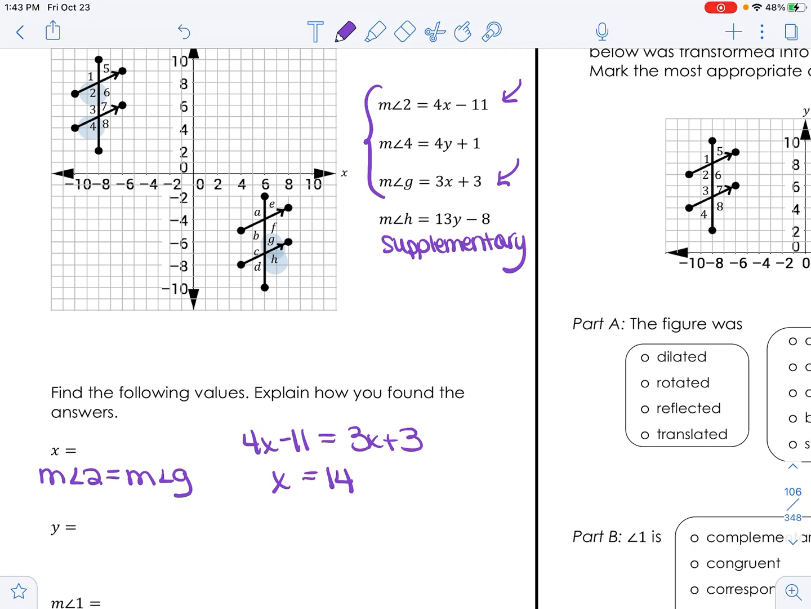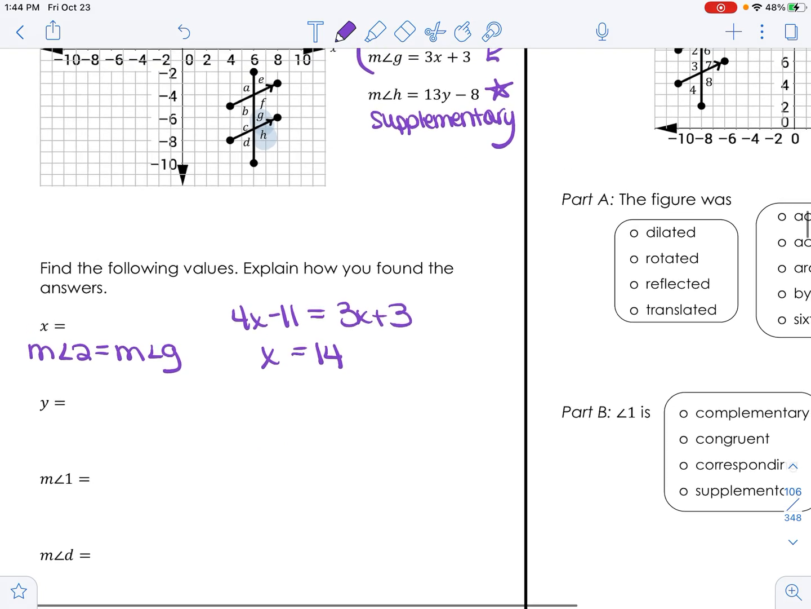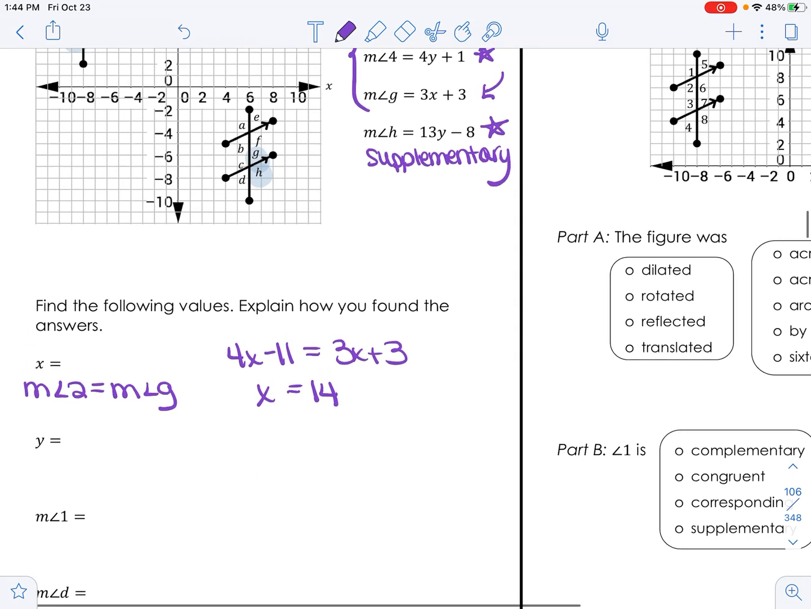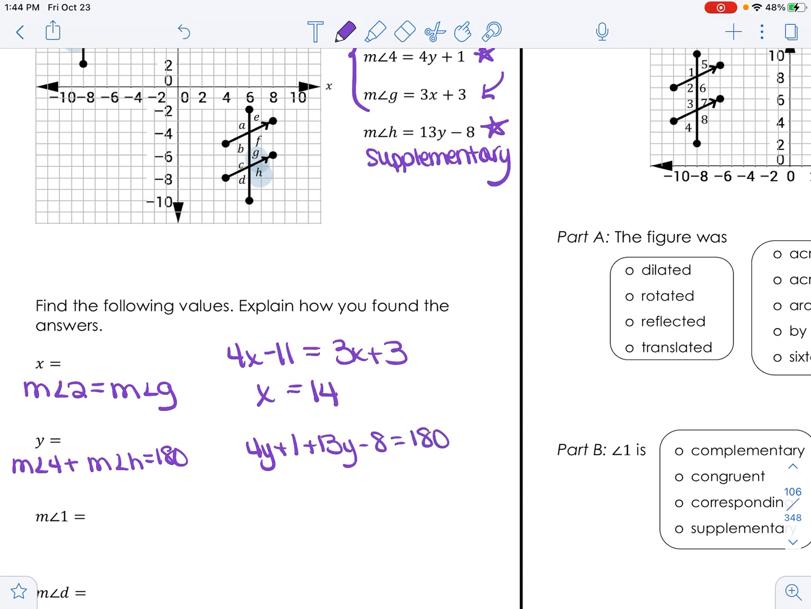Awesome. Okay, to find y, let's do the same thing. So with y, I have the measure of angle 4. The only other thing with y in it is the measure of angle H. Now, those are not equal to each other. Those are supplementary. So we have to put those two expressions, add them together, and set them equal to 180. So measure of angle 4 plus the measure of angle H is equal to 180. So 4y plus 1 plus 13y minus 8 is equal to 180.